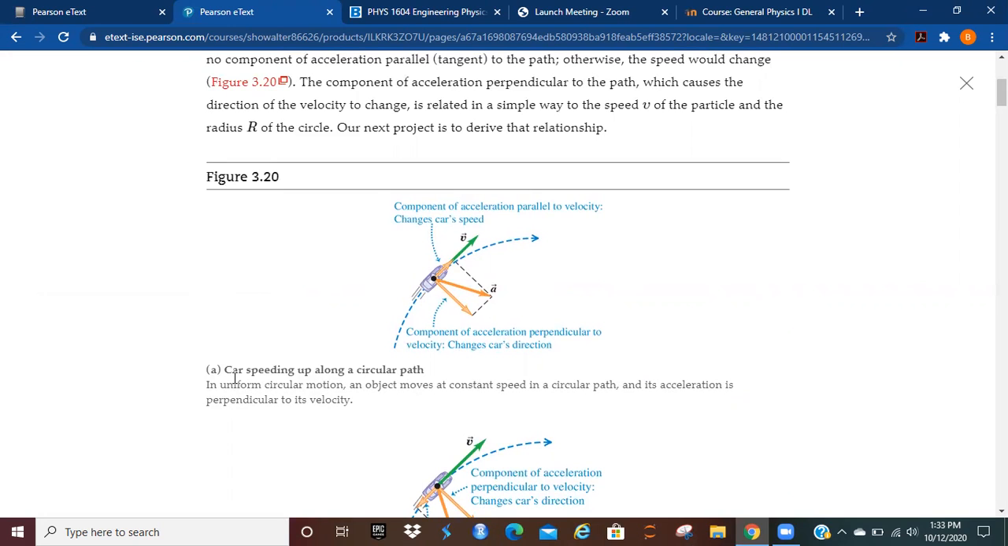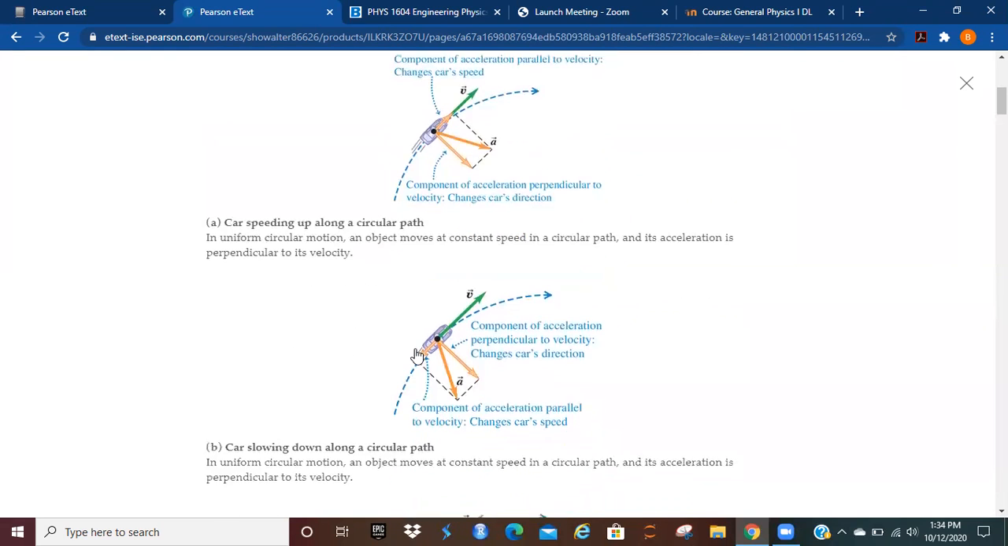Okay, so we've got a car speeding up along a circular path. We've got our car here, and the path here. We can see the component of acceleration parallel to the velocity as the car changes speed, and then a component of acceleration that's perpendicular. The acceleration is pointed this way, the velocity is pointed this way, so we see the component lining up along that, and then the component that is radial. Again, the velocity vector is always tangential to the path of motion.